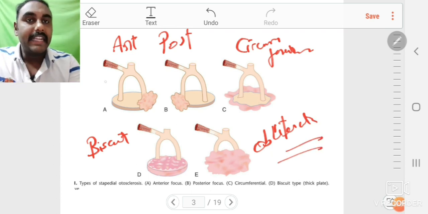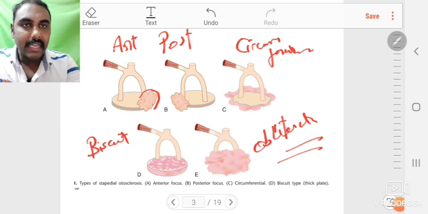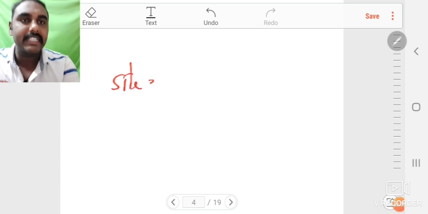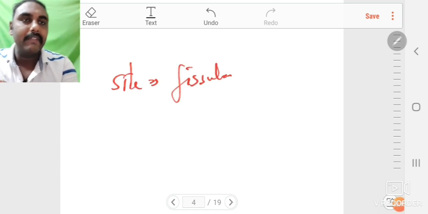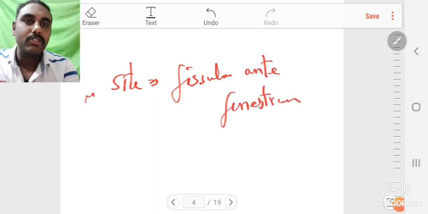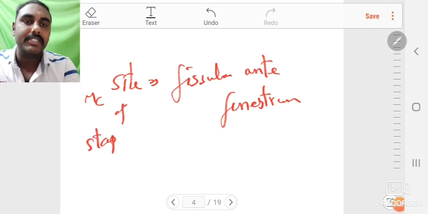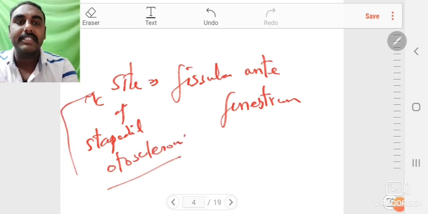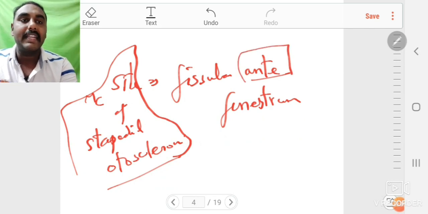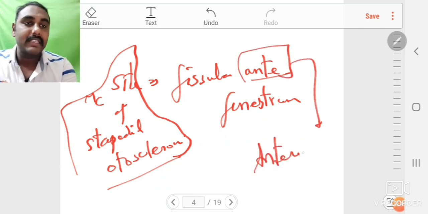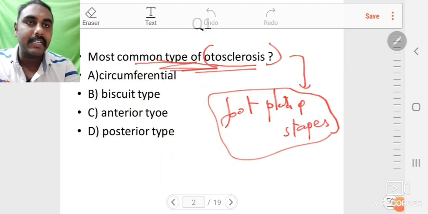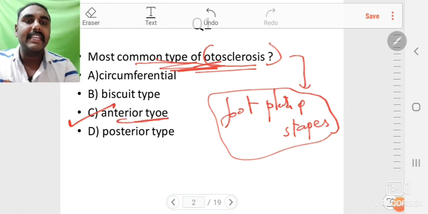The anterior type involves the anterior part. Now we want to know the most common site of otosclerosis. The most common site is fissula ante fenestram. This is the most common site of stapedial otosclerosis, another repeated MCQ asked previously. Ante indicates anterior, so the most common type of stapedial otosclerosis is the anterior type, not the other types.